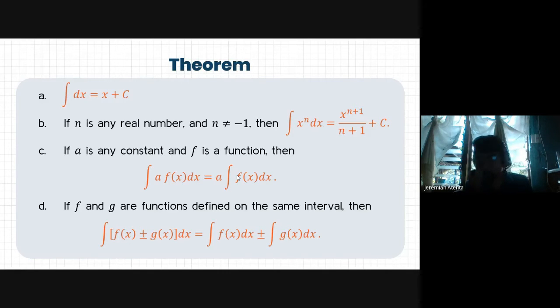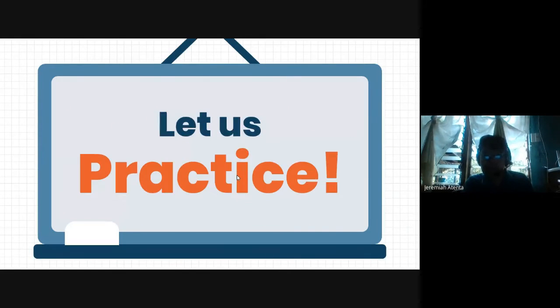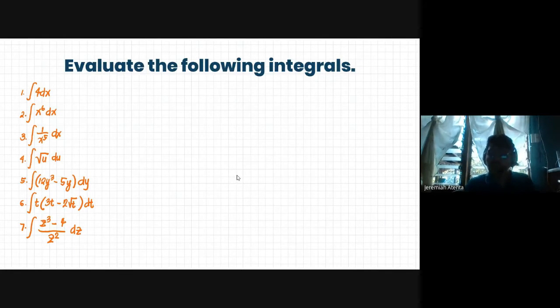Okay ba tayo dyan? Now, para mas maintindihan itong mga theorems here, let's try to apply these theorems on some examples or some functions. So here, we will evaluate the following integrals. So we have 7 integrals here. Okay, so we will try to evaluate the following integrals. So let's try number 1.